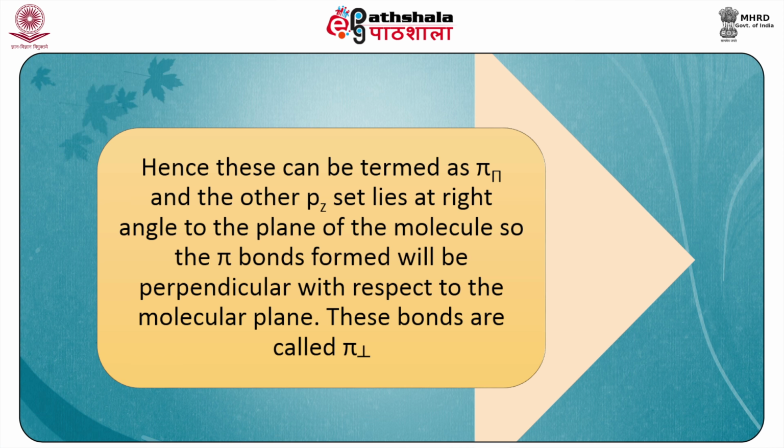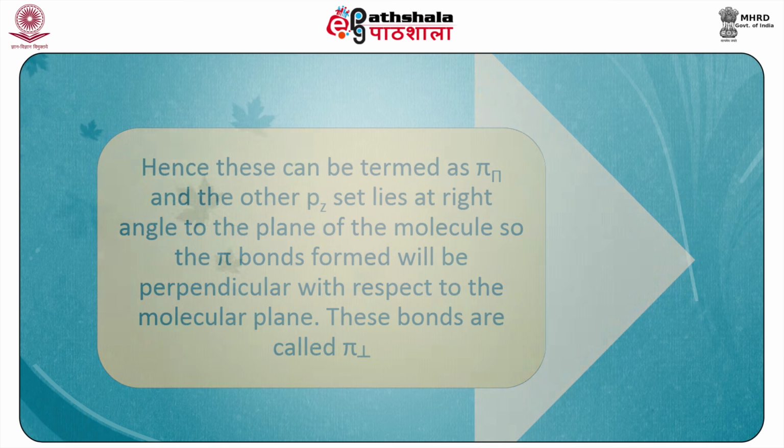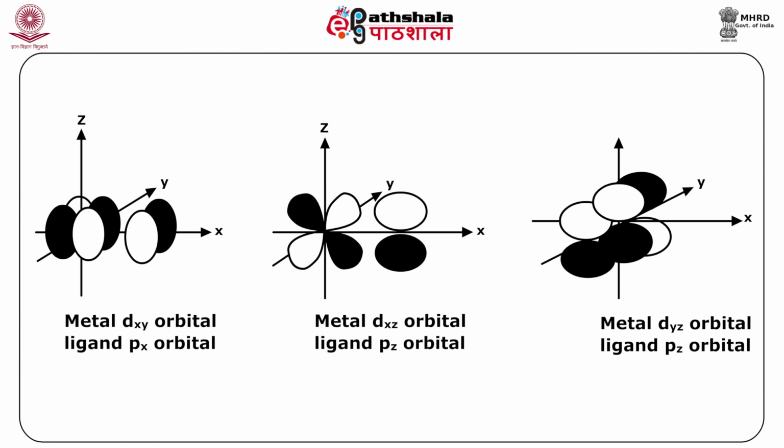So, the pi bonds formed will be perpendicular with respect to the molecular axis. These bonds are called pi perpendicular. The respective ligand orbitals with their irreducible representations and the matching metal-based orbitals are given in the character table. The orbital interaction for the pi bond formation can be shown in the figure.